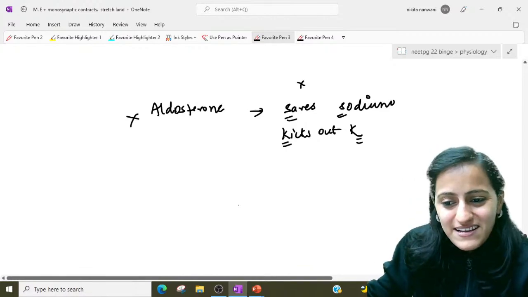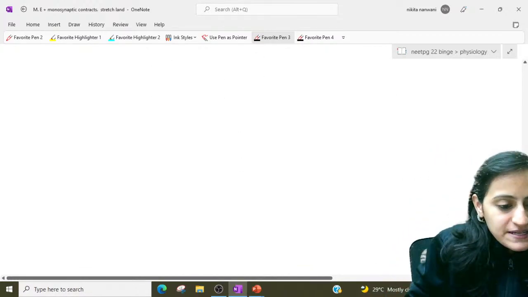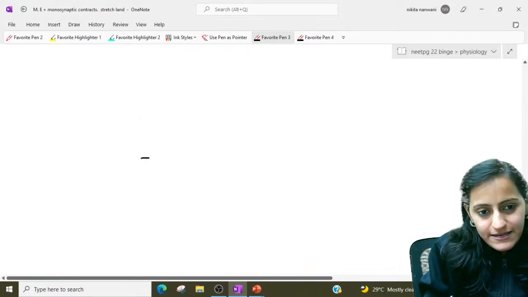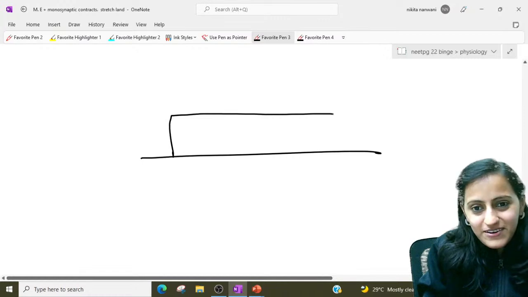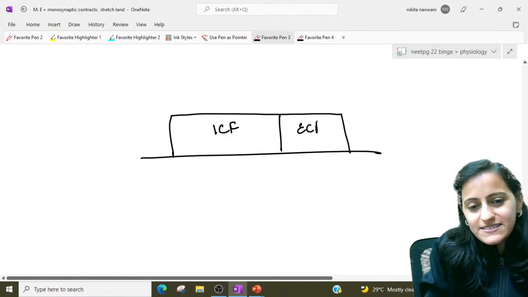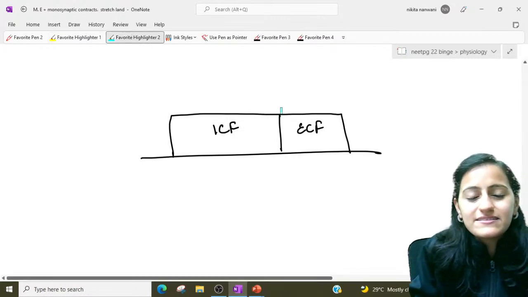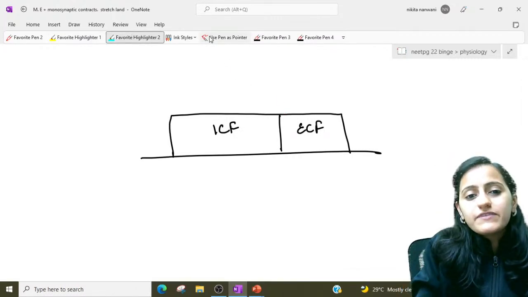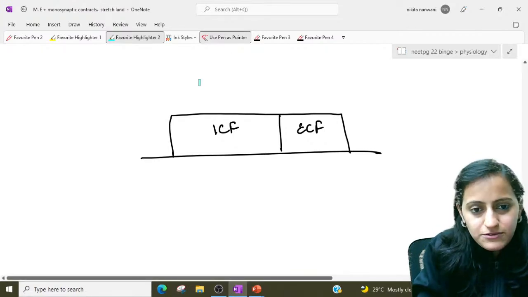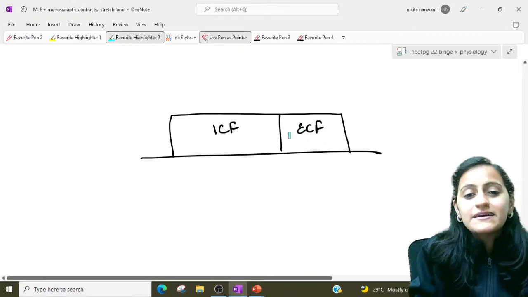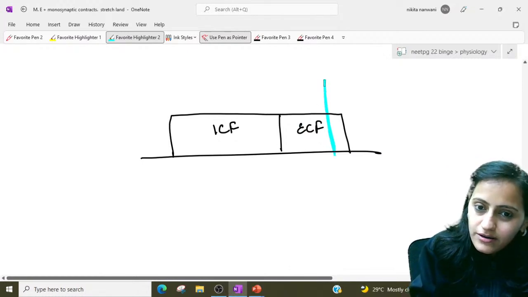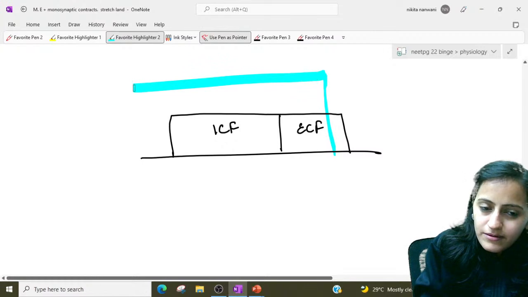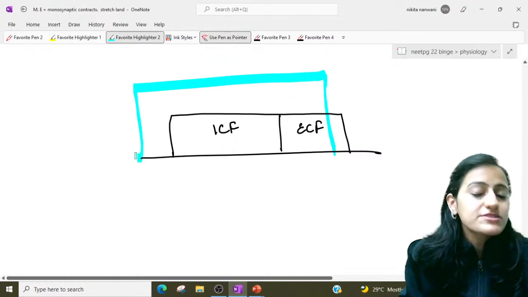Okay. Now I'll give you some questions. Let's say that this is basically your ICF and this is ECF. Okay, this is ICF and this is ECF. Where will you see a diagram like this? Okay, remember, where will you see a diagram like this?